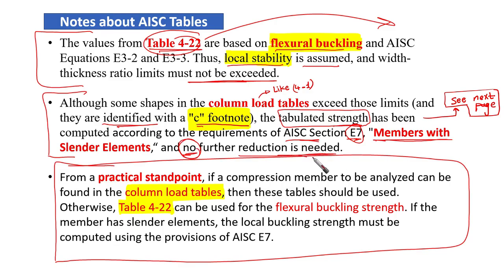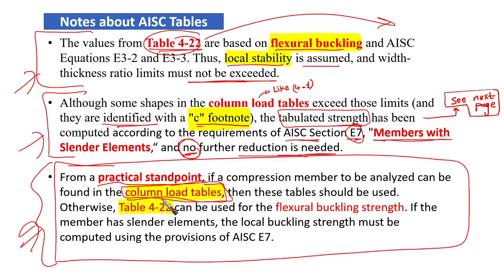This is what I want you to remember well, the difference between 4-22 and 4-1, and the issue regarding the practical standpoint. We always start with column load tables. After that we go to this table if we couldn't use the first table, for example. Otherwise we use table 4-22 for flexural buckling strengths only, without consideration for the local stability.